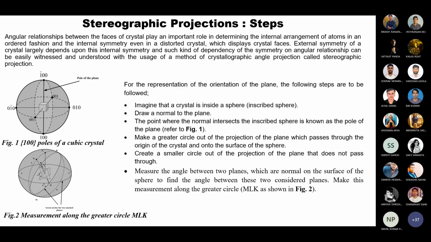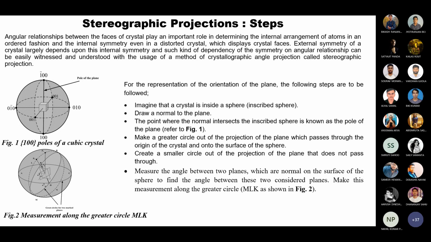Now here, for stereographic projection, in this part you can see step by step how the projection of a particular cubic system can be done. I'll just read it out and you can understand slowly. The angular relationship between the faces of a crystal plays an important role in determining the internal arrangement of atoms in an ordered fashion, and the internal symmetry even in a disordered crystal, which displays crystal faces.